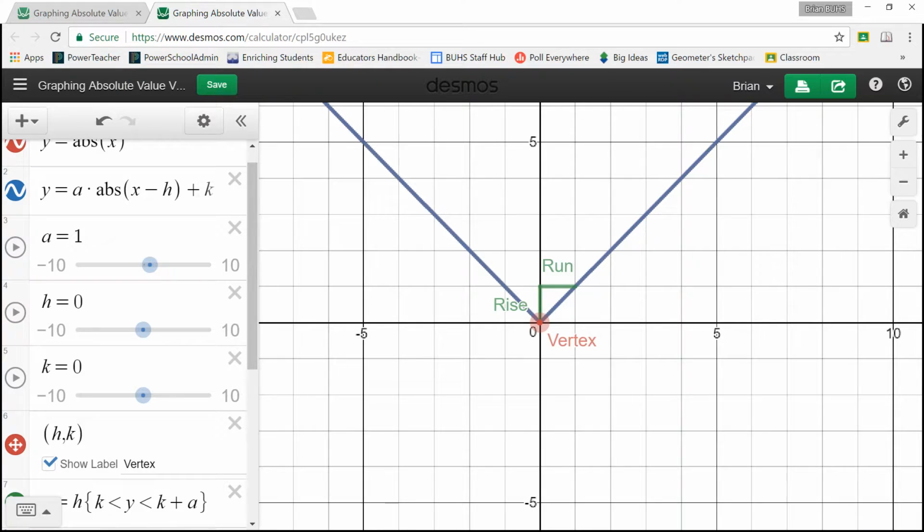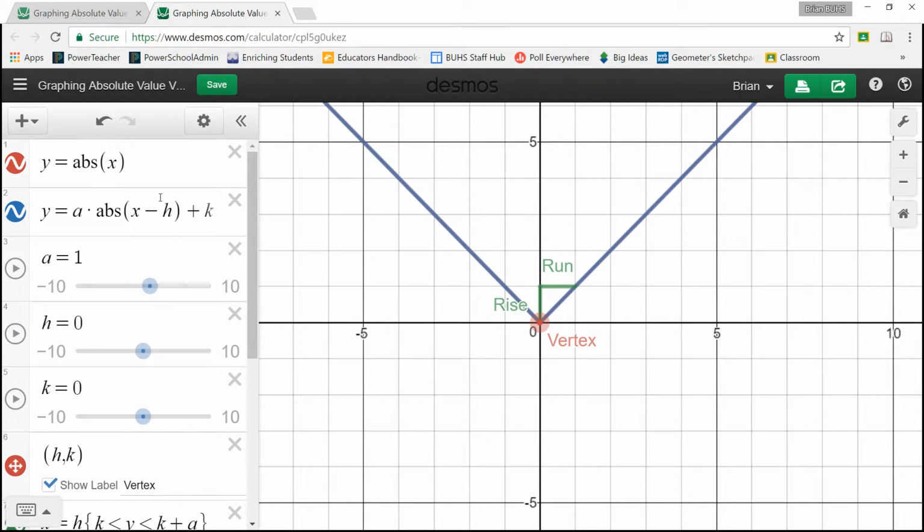Now, you guys remember that back in the day, when we would graph y equals mx plus b, we would start at the y-intercept, right? We'd start at the y-intercept, and then we'd move by our slope. It turns out a very easy way to graph absolute value functions is to start at the vertex, all right?